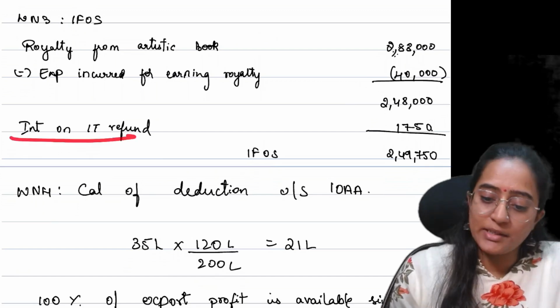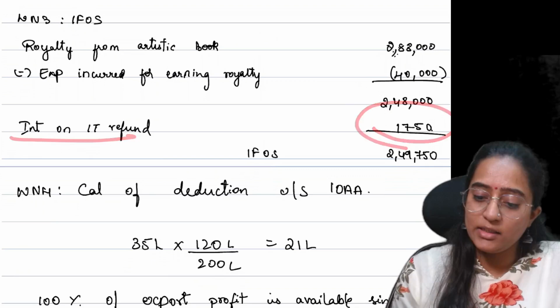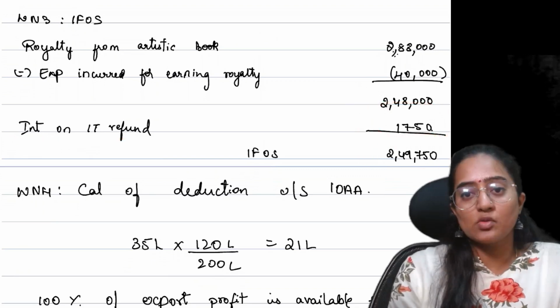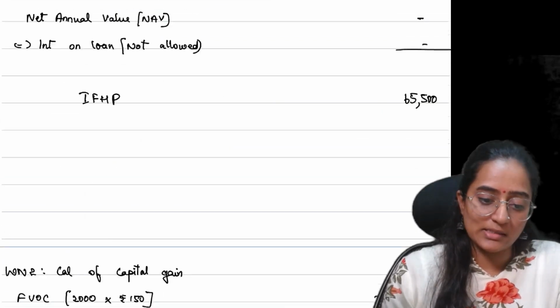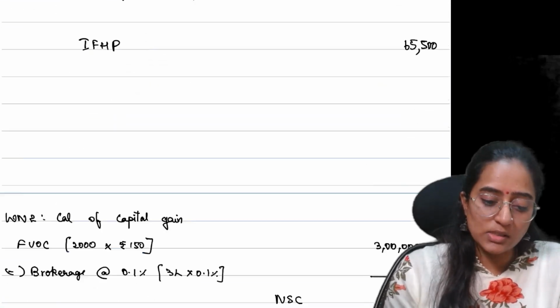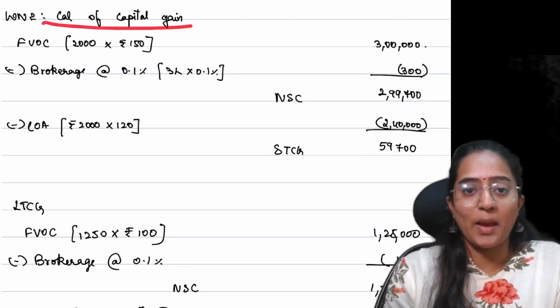And also you have some interest on IT refund that is also added. The total income from other sources amount is being provided. That's it, nothing else. You can check out in this working note too also calculation of capital gain.